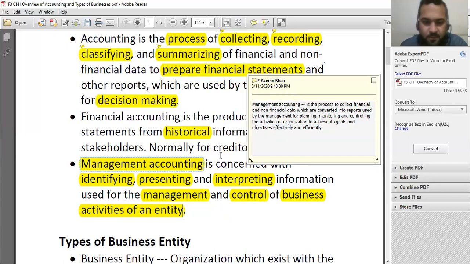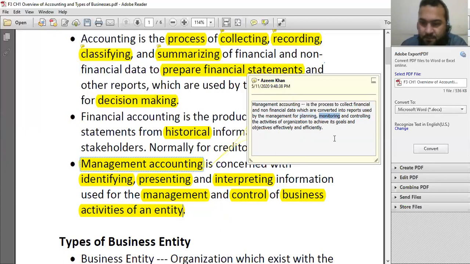What's the difference between monitoring and controlling and management? So, what is the difference between monitoring and controlling? Now, look, the first thing is planning. First of all, you will plan things. So, for example, you are budgeting. The budget is your plan. You have a budget, that is your plan.